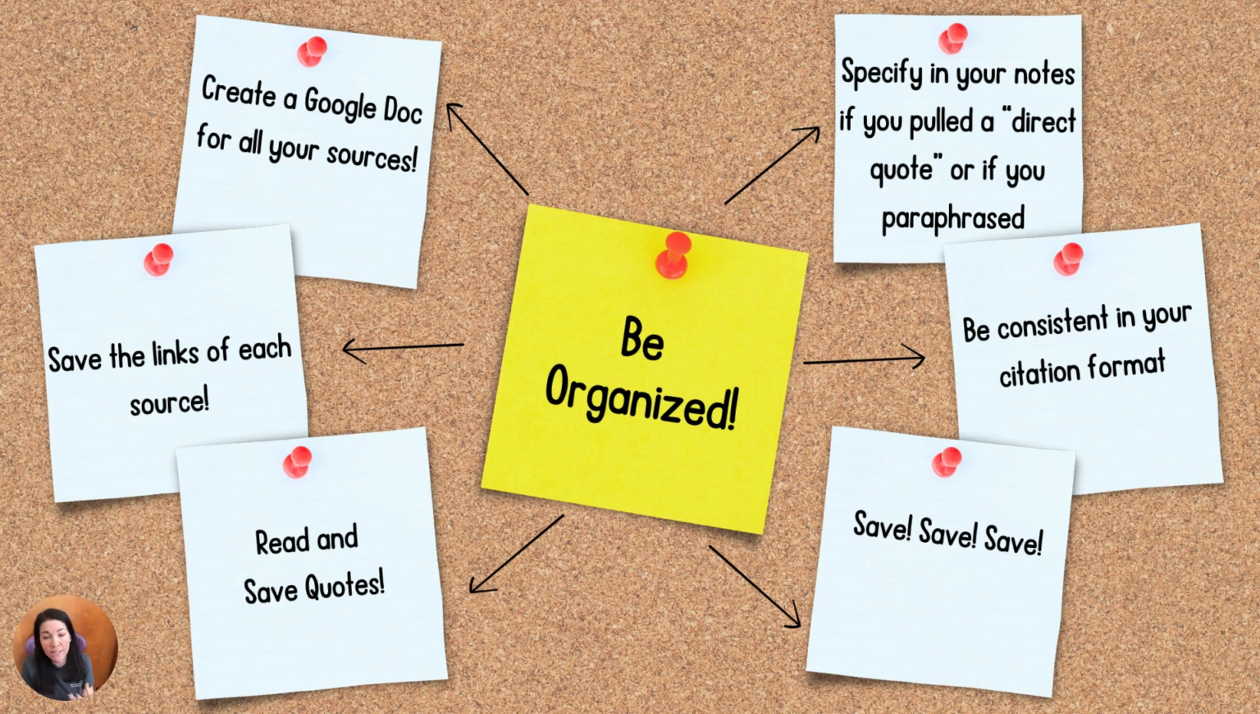If you paraphrase, I would recommend still putting the page number down and everything else. But you can definitely mark if that's you talking or if you're pulling a direct quote. Be consistent in your citation format. If you're going MLA, make sure all your sources are documented and formatted as MLA. If you're going APA, do the same. And save, save, save. I cannot tell you this enough because of my mistakes and my frustration.